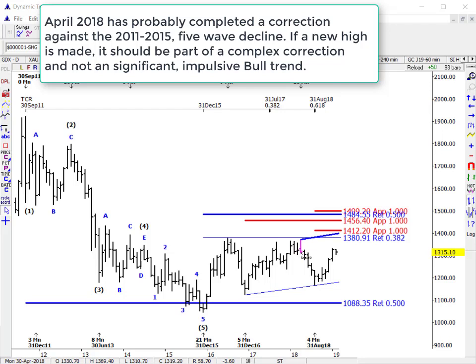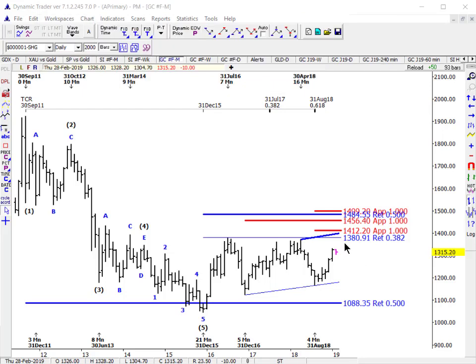However, at the least, we could say, or maybe we should say at the best, if it's not complete, this is definitely a corrective pattern. It's not an impulsive pattern. And that would indicate that even if gold were to make a new high, it would not be a significant new high in an impulsive bull trend, more than likely at least.